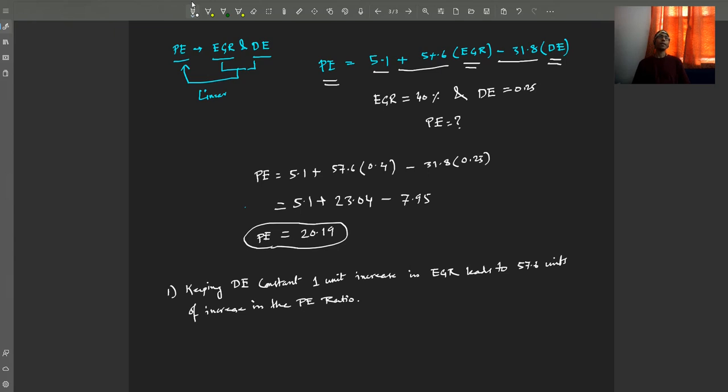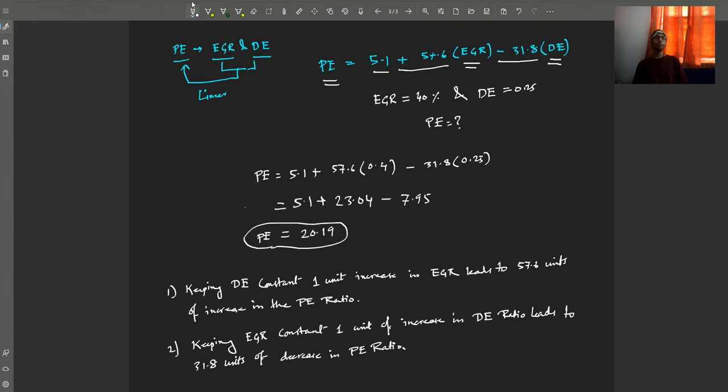Similarly, what does this minus 31.8 mean? This simply means keeping EGR constant, keeping earnings growth rate constant, 1 unit increase in the DE ratio leads to 31.8 units of decrease in the PE ratio. So this time the relationship is opposite. This minus sign is ensuring that.